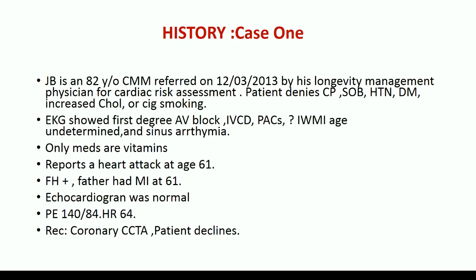The patient denied chest pain, shortness of breath, hypertension, dyspnea on exertion, increased cholesterol, or cigarette smoking, just an occasional cigar. The EKG showed first-degree AV block, an interventricular conduction defect like a left anterior fascicular block, some PACs. With left anterior fascicular block, it's frequent that it looks like a negative axis, and there are Q waves in 2, 3, and F. And so questionable inferior wall MI, but usually not.